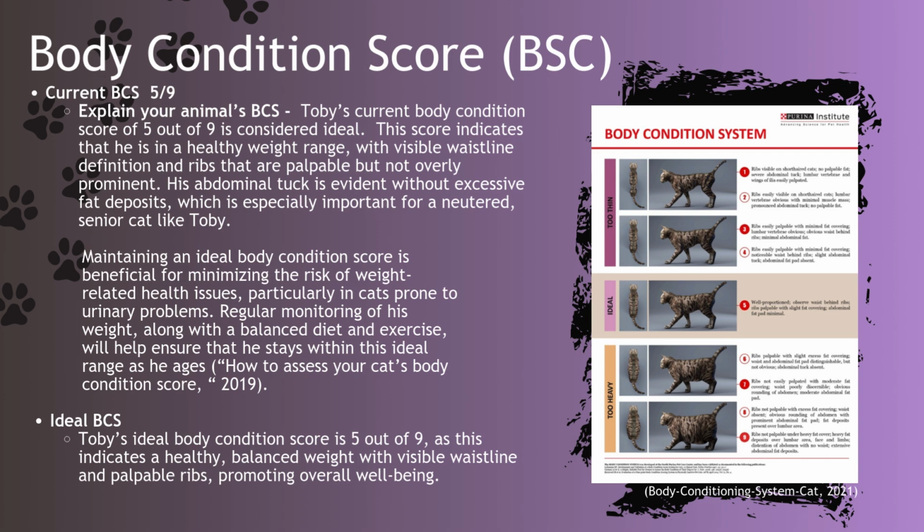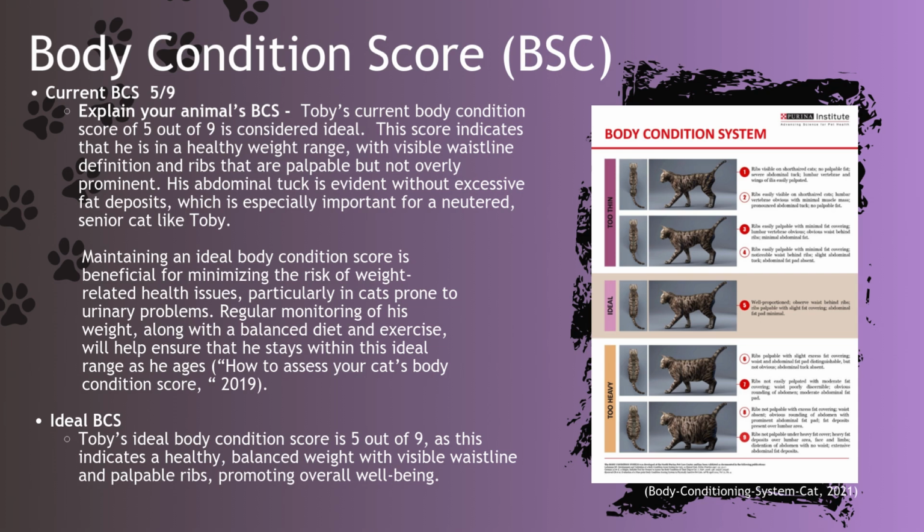Moving on to body condition scores. Toby is a 5 out of 9. So Toby's current body condition is considered ideal. This score indicates that he is in a healthy weight range with visible waistline defined and ribs that are palpable but not overly prominent. His abdominal tuck is evident without excessive fat deposits, which is especially important for neutered senior cats.